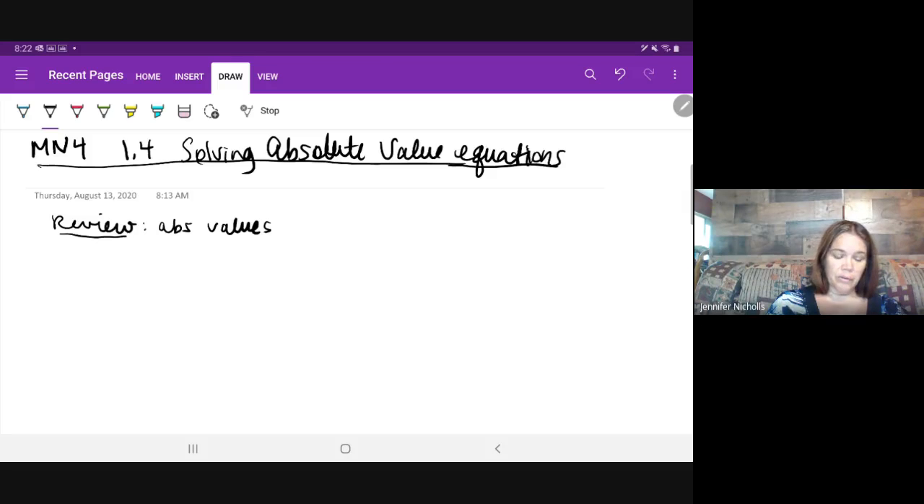Review of absolute values: what if you have the absolute value of -3? What if you have the absolute value of 5? What if you have the absolute value of -7? Okay, so let's talk about these. Anyone remember what the absolute value of -3 is? Okay, agree. It's 3. What about the absolute value of 5?